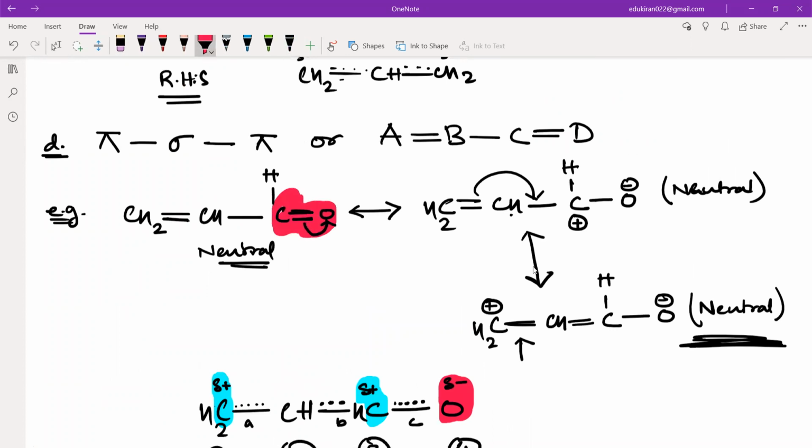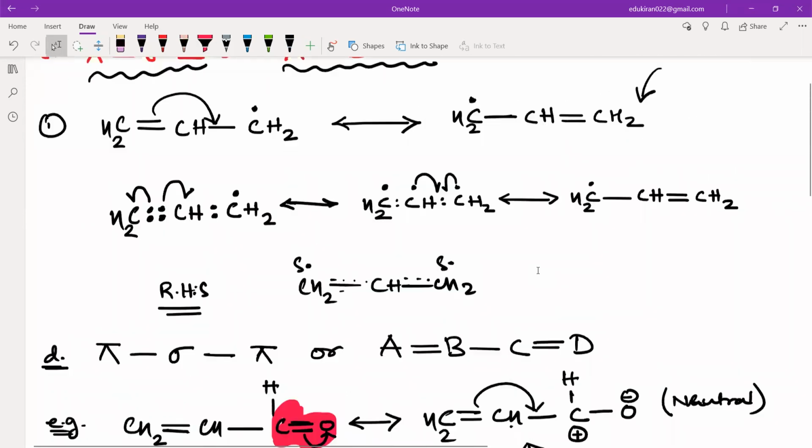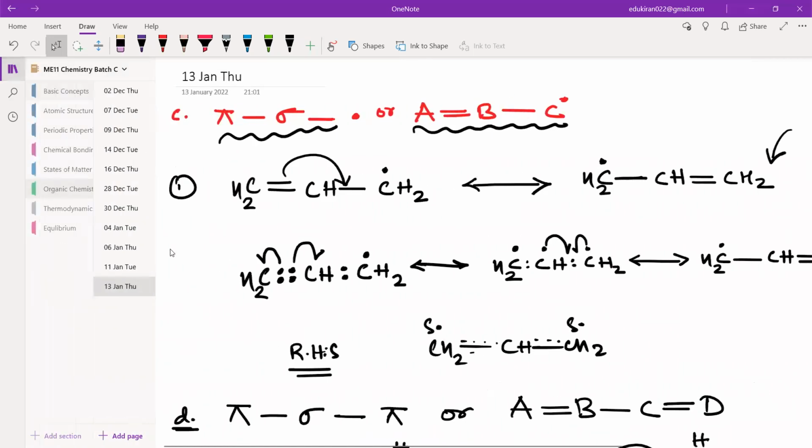One thing I can say now: if I have an aldehyde group, what is it doing? It is taking electrons from the carbon chain. Yes or no? This oxygen atom is taking electrons. Yes or no? Yes, sir. Yes. Okay.